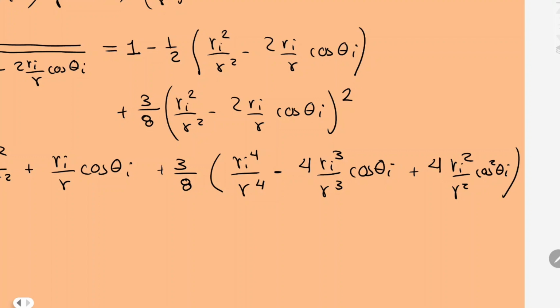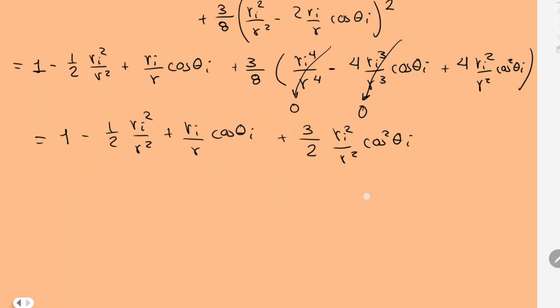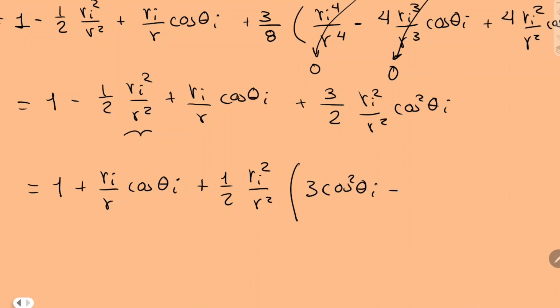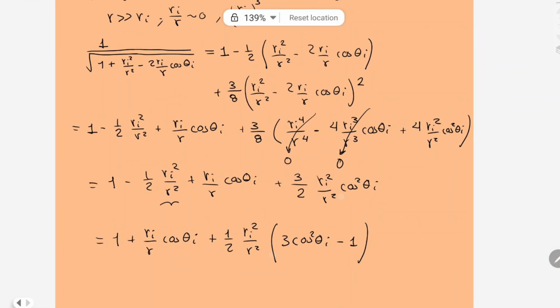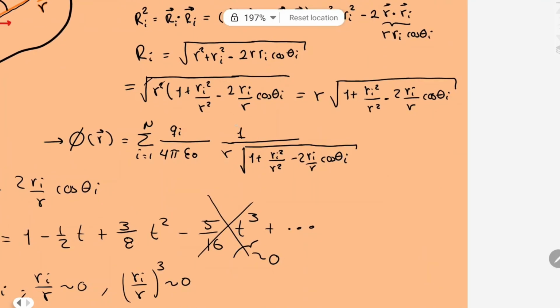squared of theta i. As we mentioned, these things are going to be almost zero, so we are going to ignore them to get 1 minus 1/2 ri squared over r squared plus ri over r cosine of theta i, and then plus 3 over 2 ri squared over r squared cosine squared of theta i. Taking the common factor ri squared over r squared, we get 1 minus ri over r cosine of theta i plus 1/2 ri squared over r squared times 3 cosine squared of theta i minus 1. And let me remind you that this is 1 over ri, the term that goes here.